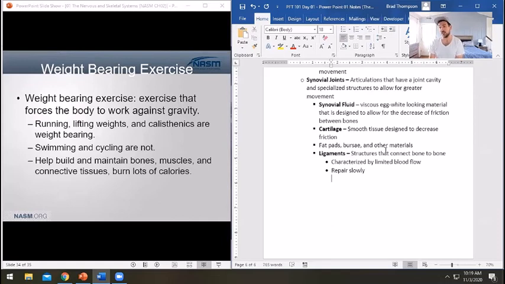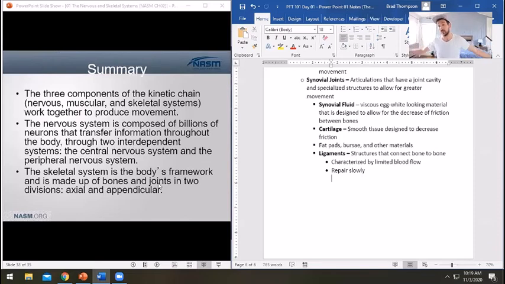But if I have a client with osteoporosis or something, I'm going to put a little special emphasis on weight training, just because that's going to have the positive effect I'm looking for. It's a great way to maintain healthy bones and muscles, and it also burns calories, so we love it. And that is your nervous and skeletal system in a nutshell. Summarizing everything today, we know that the kinetic chain is three interdependent systems working together. Your nervous system is the communication network, and your skeletal system acts as the framework.